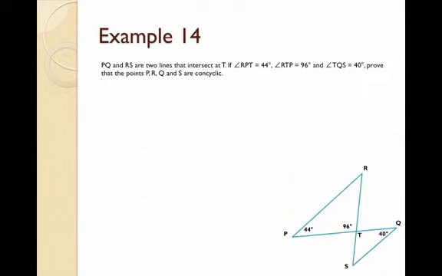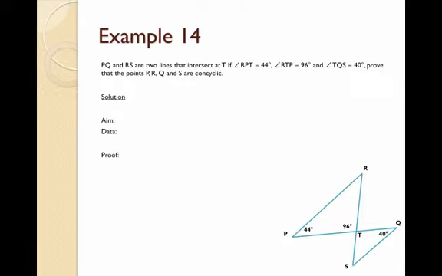We will look at example 14 to use our next test. PQ and RS are two lines that intersect at T. If angle RPT equals 44 degrees, and angle RTP equals 96 degrees, and angle TQS equals 40 degrees, we are to prove that P, R, Q, and S are concyclic. At this point, pause the video and try to see, using our latest test, why these points would be considered concyclic.